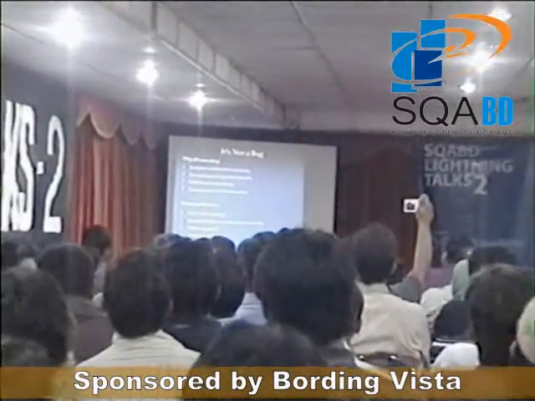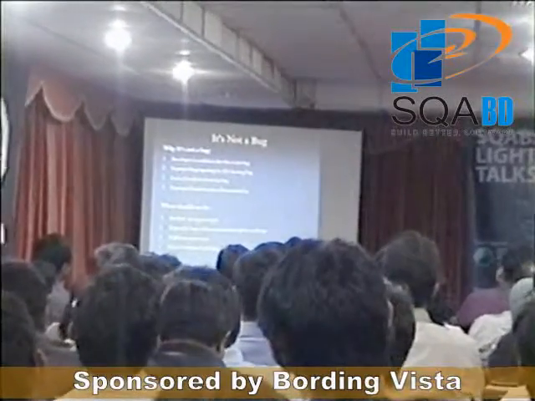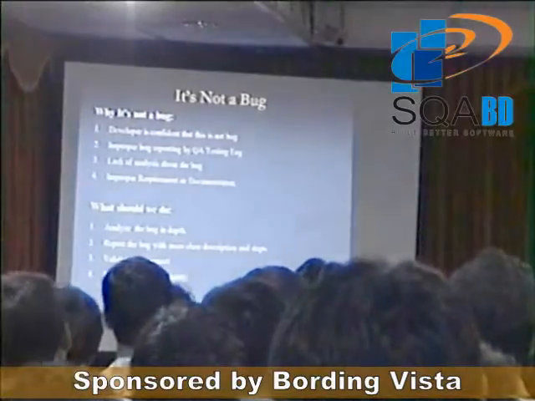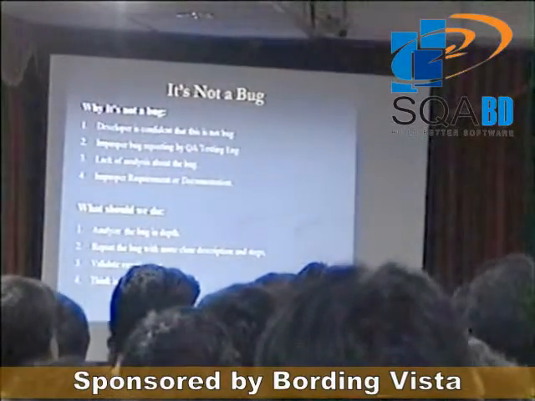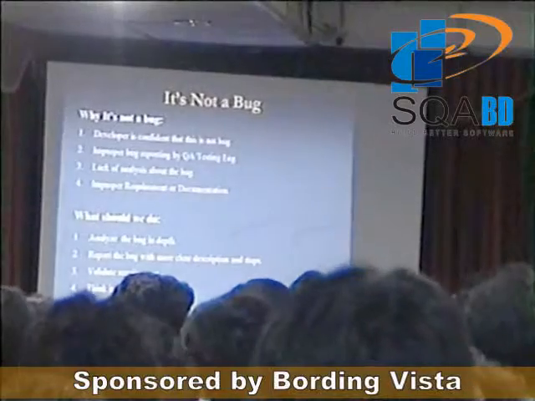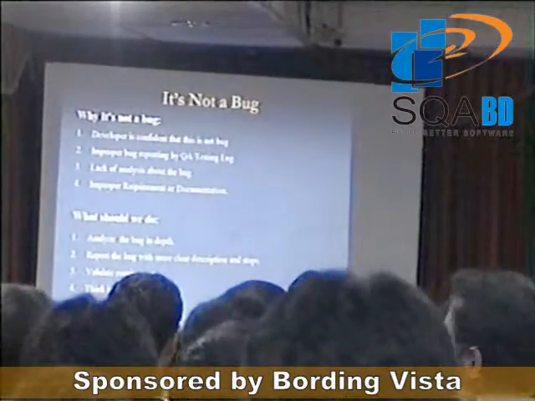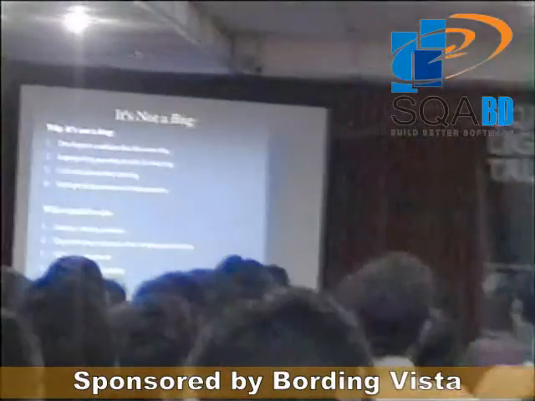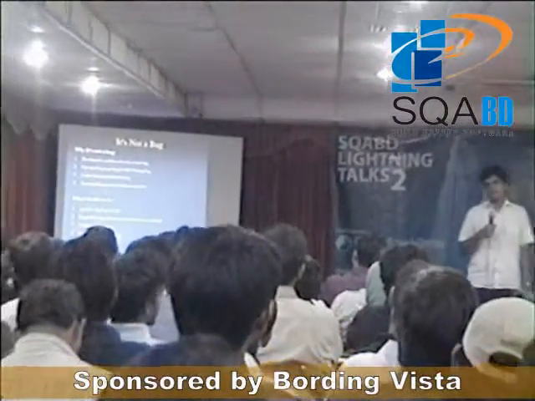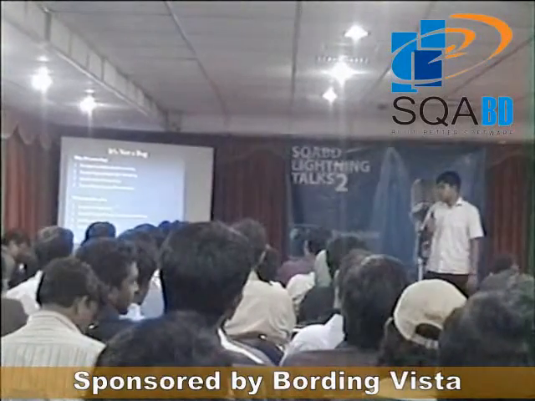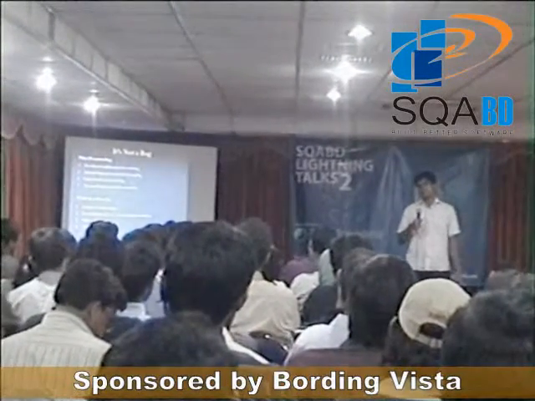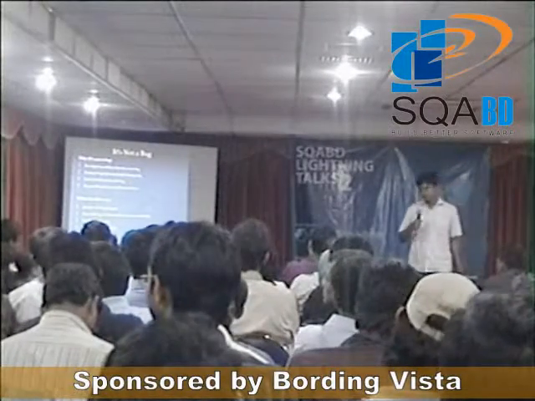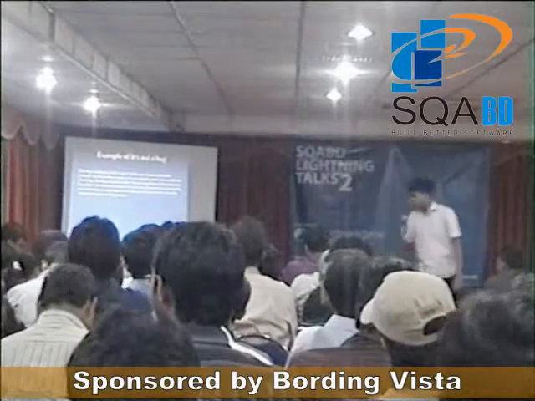Why is it not a bug? In some cases the developer is confident that it's not a bug. In some cases the bug reporting is not proper. Another common problem is that our requirement and documentation are also not clear. What should we do to avoid this type of comment? First of all, analyze the bug in depth, and this is true for both QA and developer. Another thing is to report the bug with a clearer description so that the developer can understand the bug easily, and validate requirements.